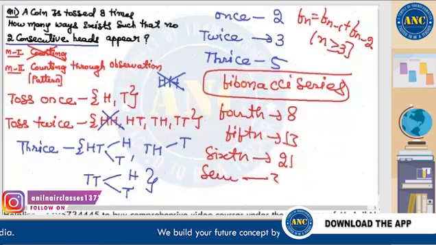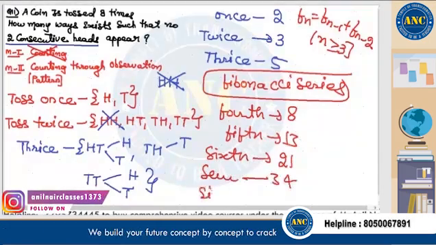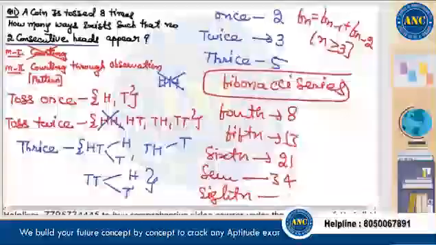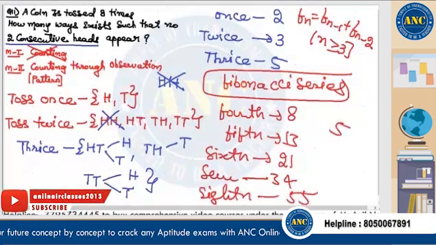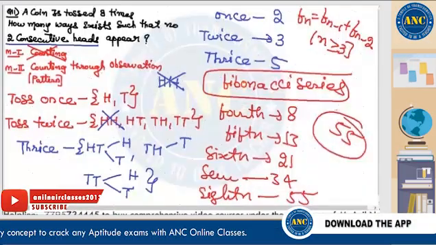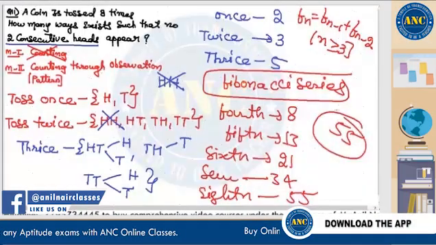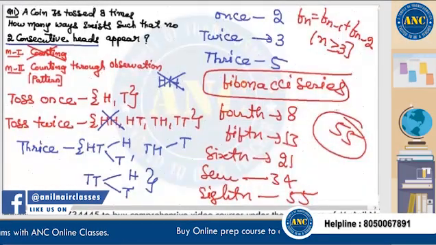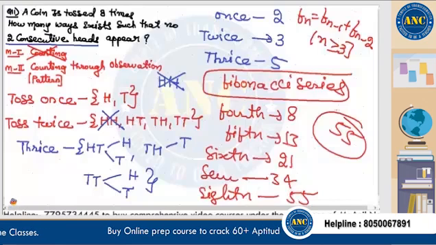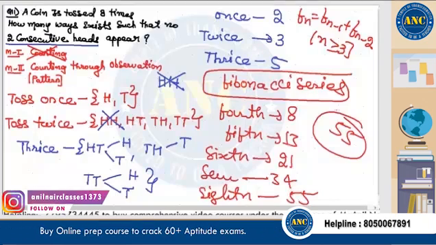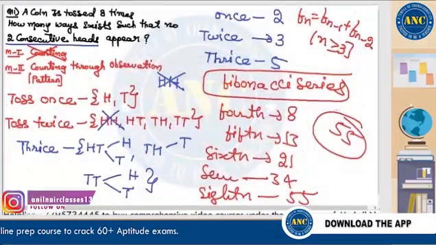The seventh one will be 34. The eighth one will be 55. You are counting it through observation.